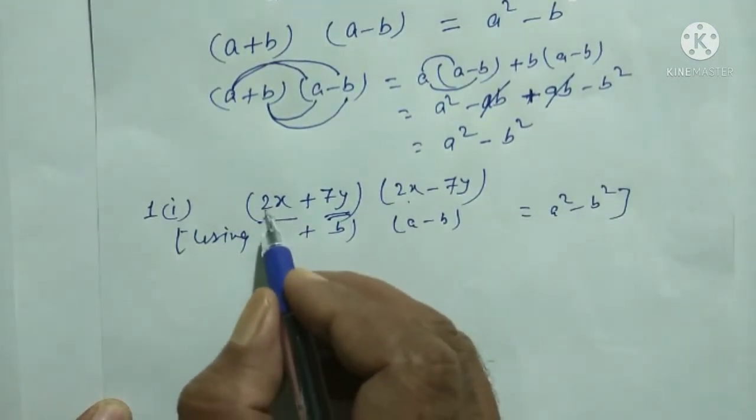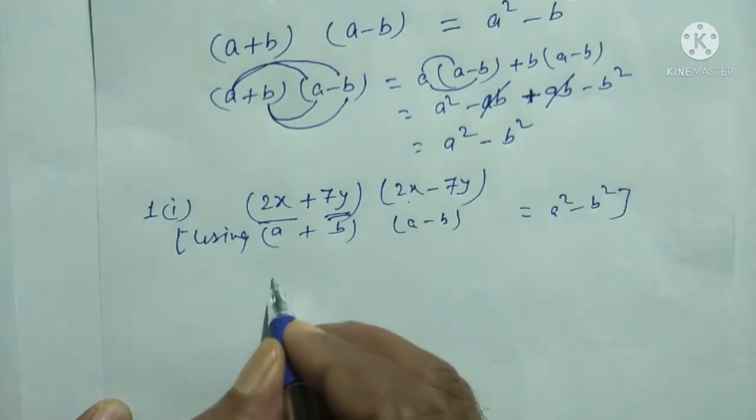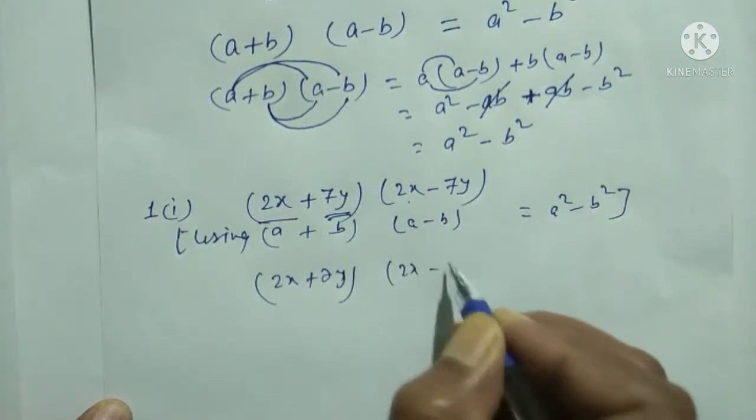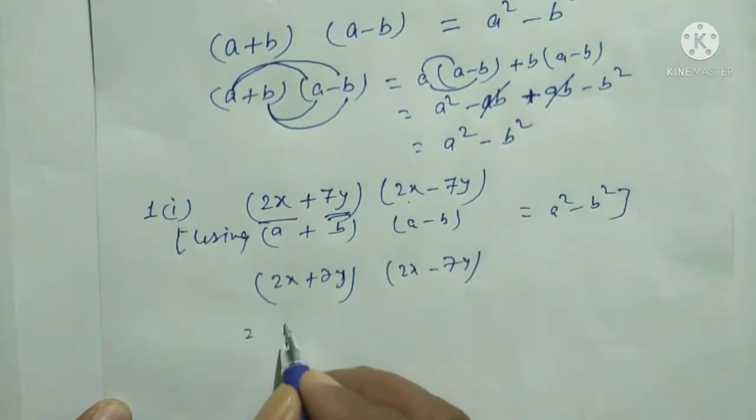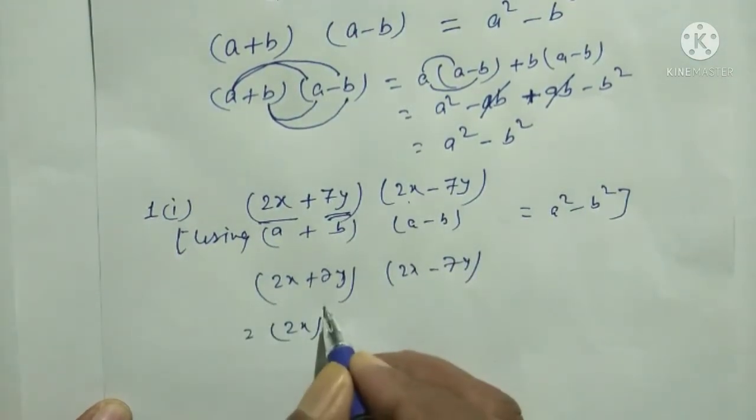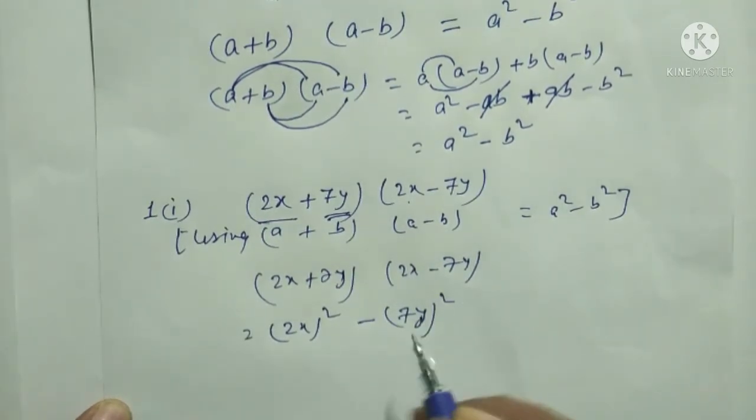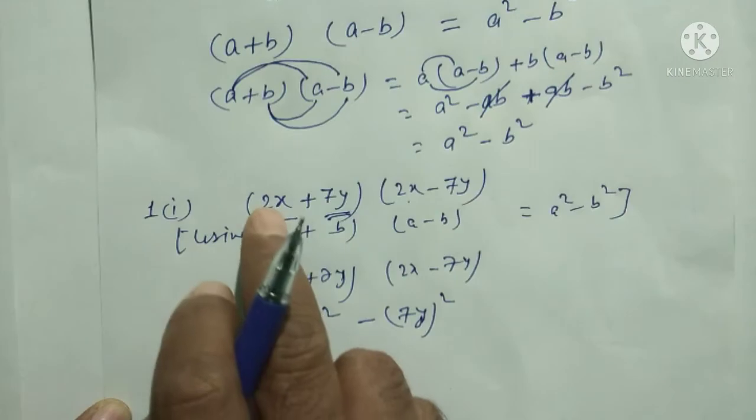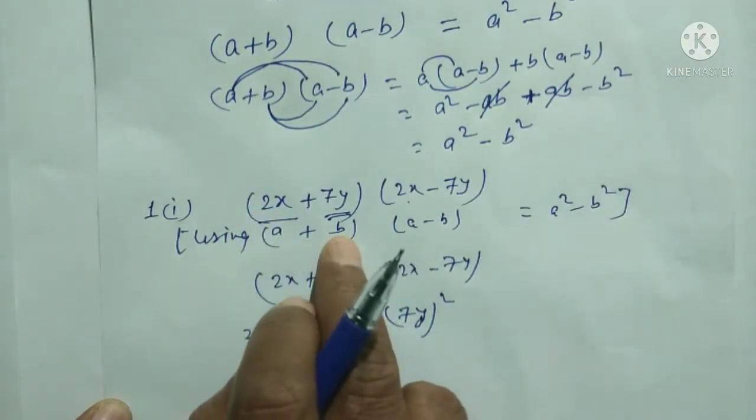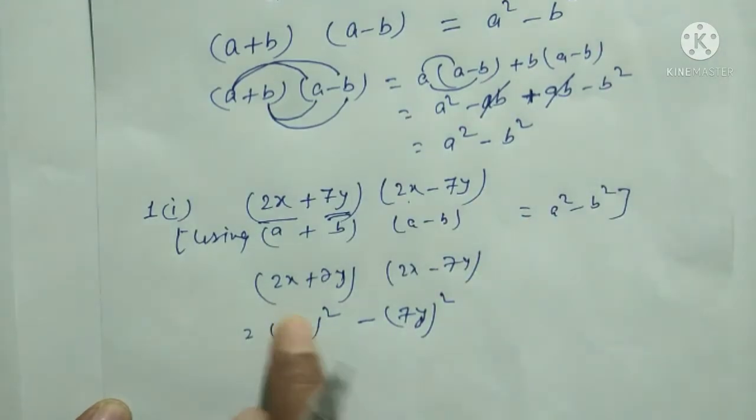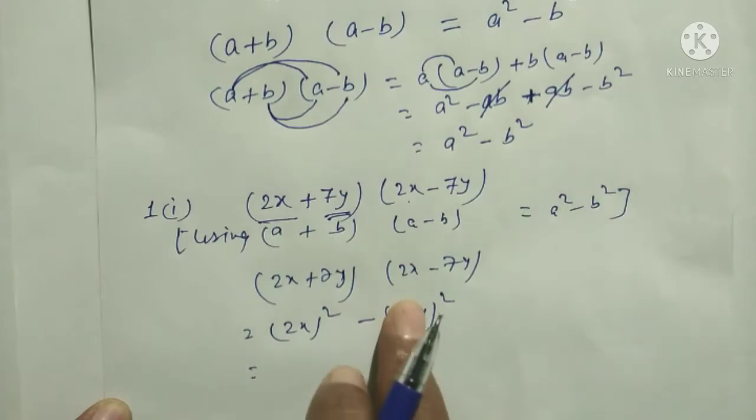What do you get? 2x plus 7y into 2x minus 7y equals 2x whole square minus 7y whole square. Remember, in place of A there is 2x, in place of B there is 7y. So here it will be 2x squared, 7y squared. A square minus B square.